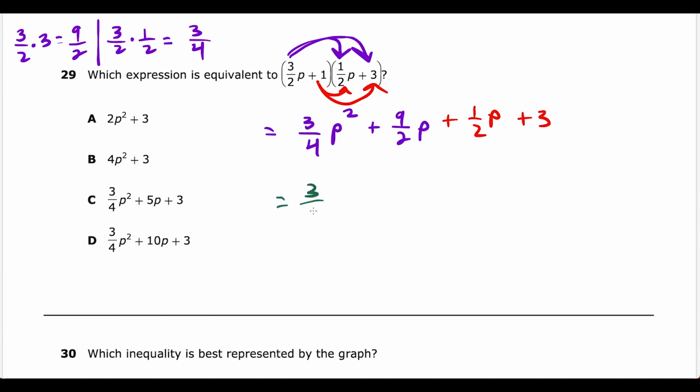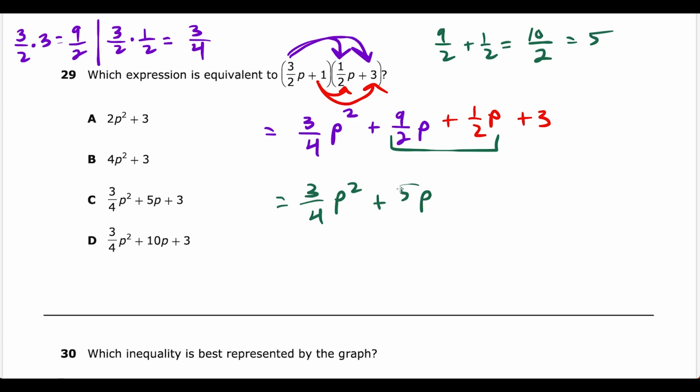So now we just simplify things a little bit. This is going to be 3 over 4 p squared plus, and when we combine like terms here, we're just adding the coefficients. So we have to do 9 over 2 plus 1 over 2. And remember, when you add fractions, you just add the numerators together, but you keep the denominator the same. Don't say 10 over 4. That would definitely throw the question off. And then 10 divided by 2 is 5. So we'd have plus 5p and then plus 3. So now scanning the answer choices, this is option C.